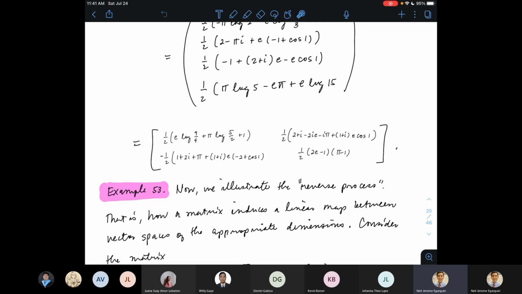So pag mag-evaluate kayo ng image ng isang vector under a linear map using the matrix representation, kukunin niyo muna yung coordinates ng vector na yon. So when we say coordinates, they are the scalars in the basis expansion of that vector. Tapos saka nyo siya i-multiply dun sa matrix. And then what you get as a product of the matrix and the vector would be another vector.